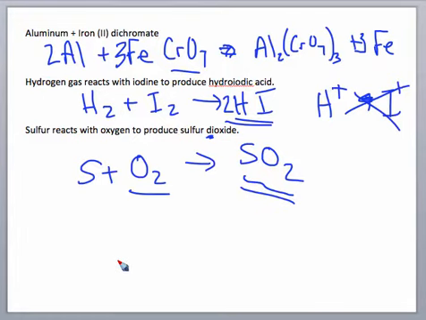So anyway, again, we ripped through those pretty quickly, but those are the answers and basic explanations for the practice problems.